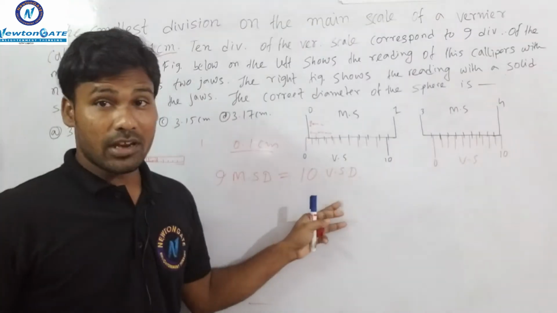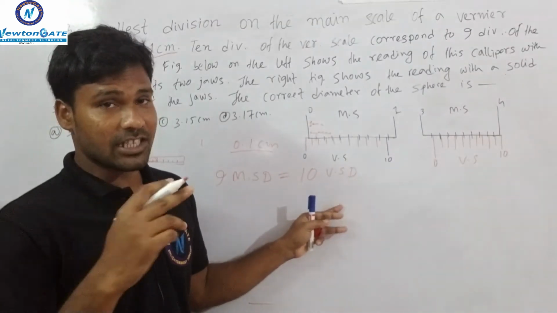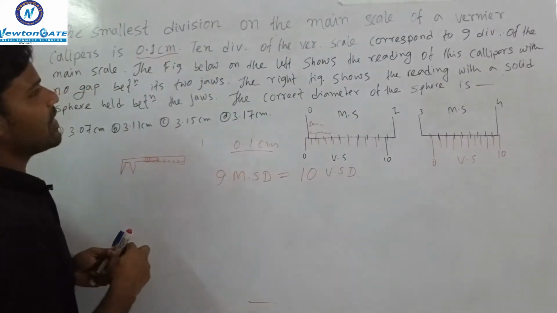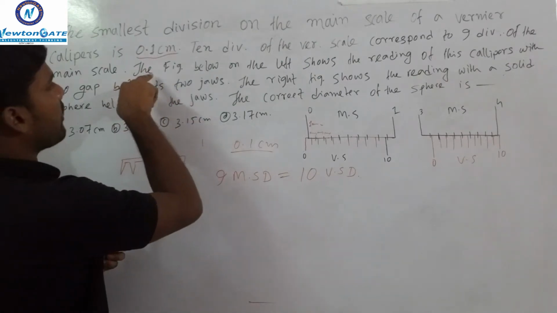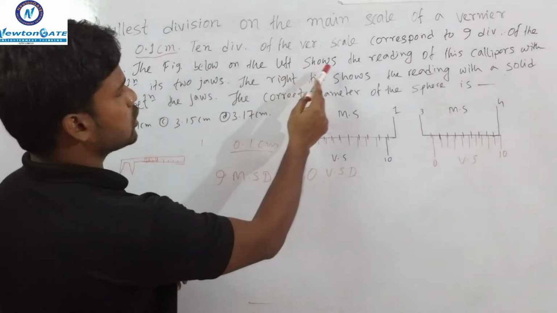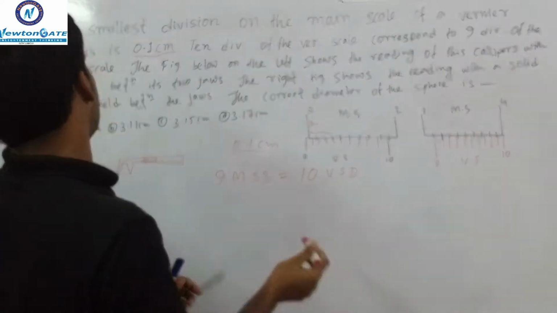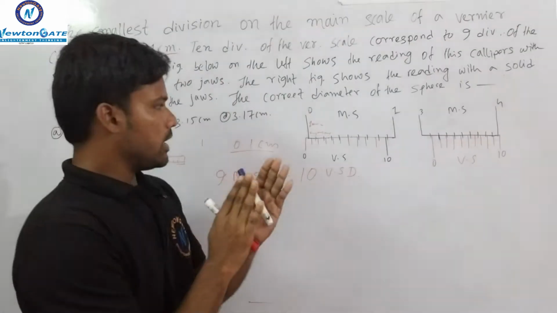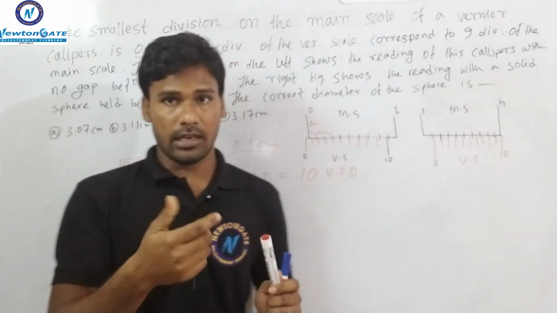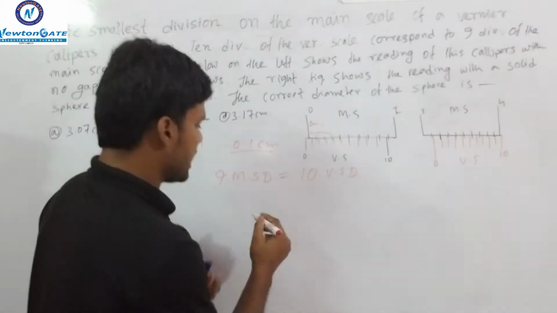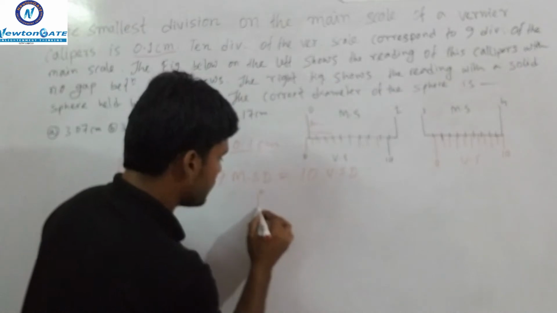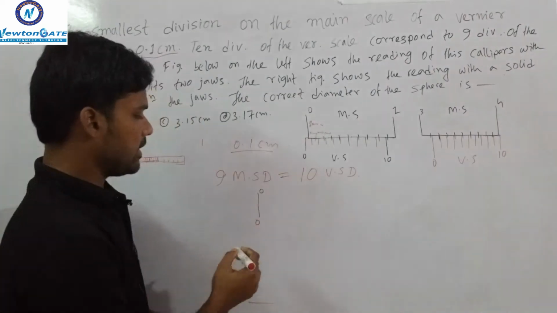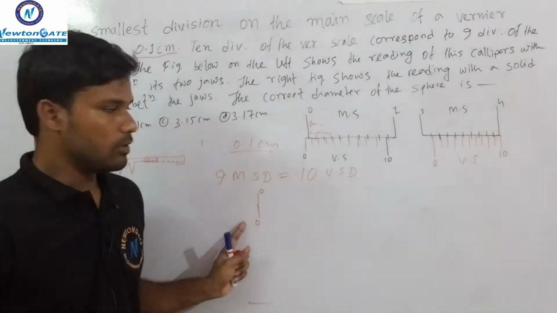And from this data we can easily calculate what? The least count of the vernier scale. The figure below on the left shows the reading of the calipers with no gap between its two jaws. Whenever we are not measuring any length or diameter, the main scale reading 0 should coincide with the vernier scale reading 0.